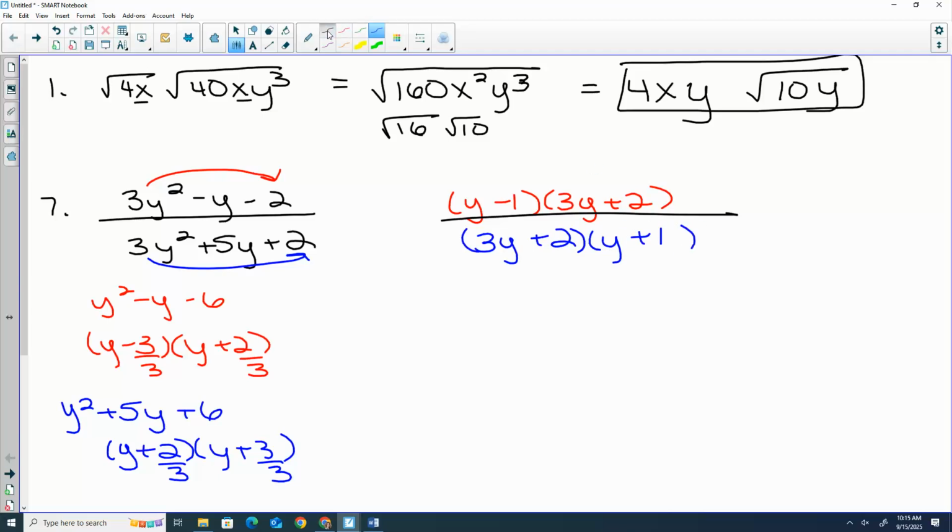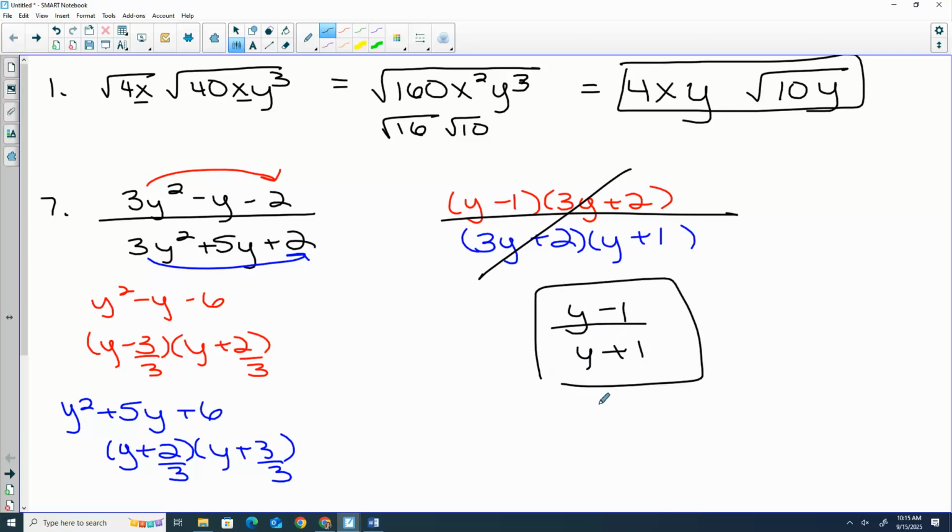Now what happens? Can I cancel my y's? No, because there's more than one term. So our answer is just y minus 1 over y plus 1. So that's the same thing you're doing on problem 8. Factor and reduce there.